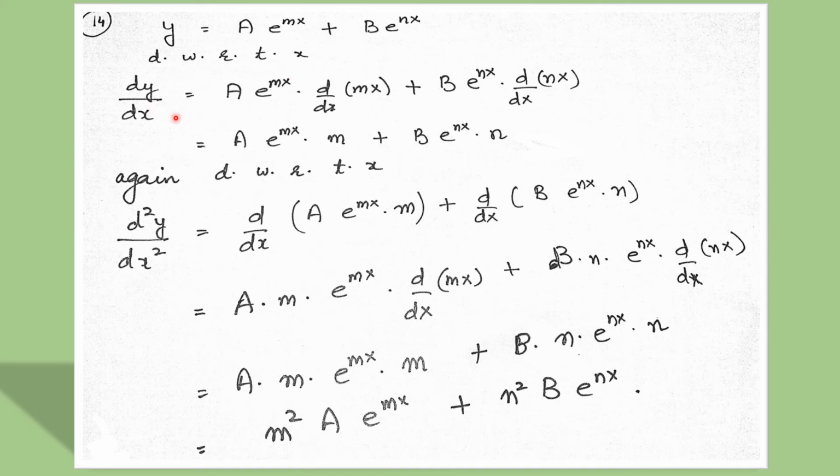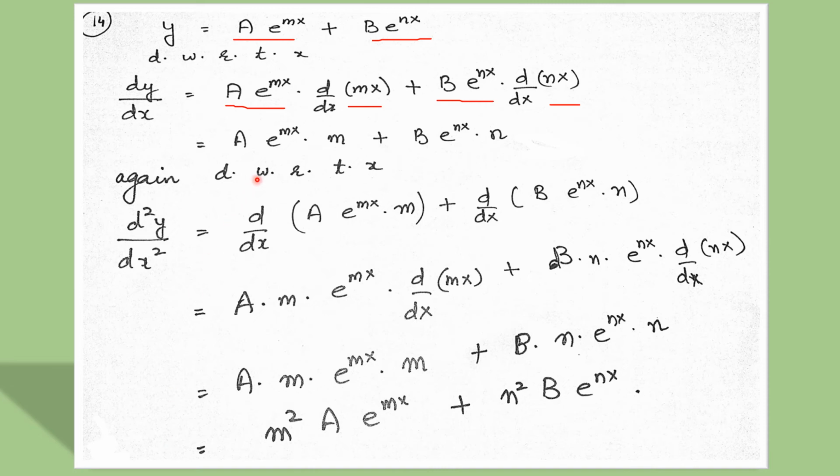This is the first order derivative. Dy by dx will be. Now, what is the derivative of a e power mx? You will get a e power mx as it is multiplied by the derivative of mx. Okay, whatever is in the power of e, you have to calculate the derivative separately. Plus, derivative of b e power nx will be b e power nx as it is multiplied by the derivative of nx. Okay, so now what answer will you get?